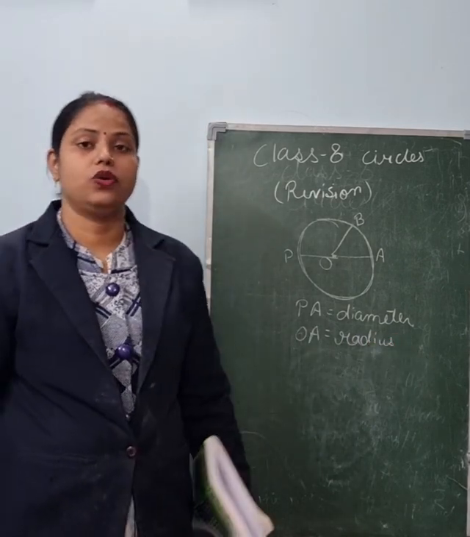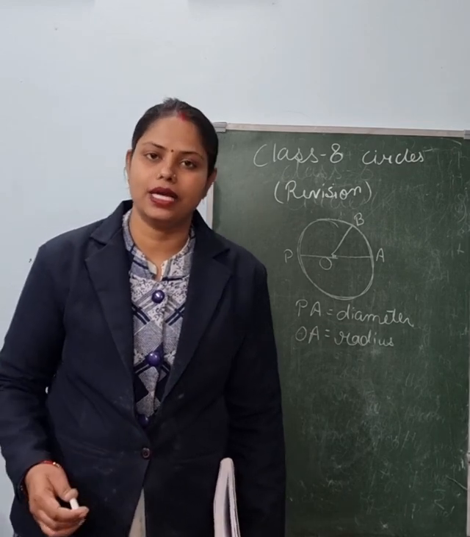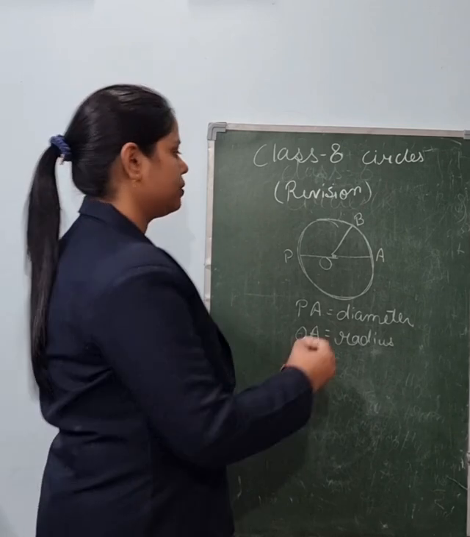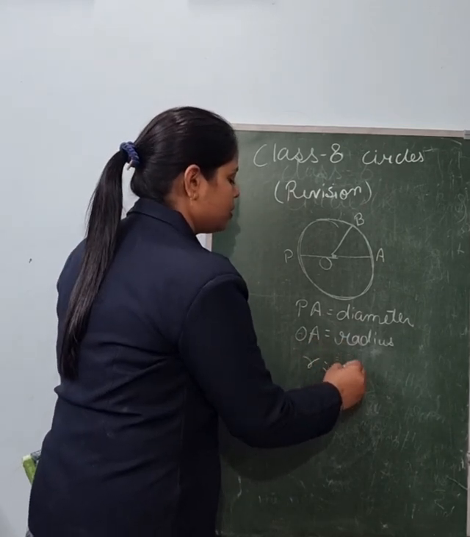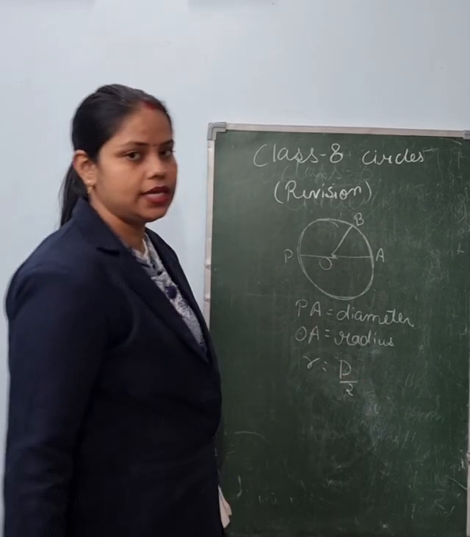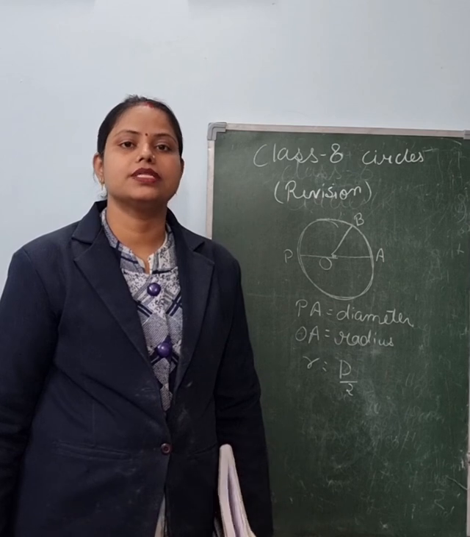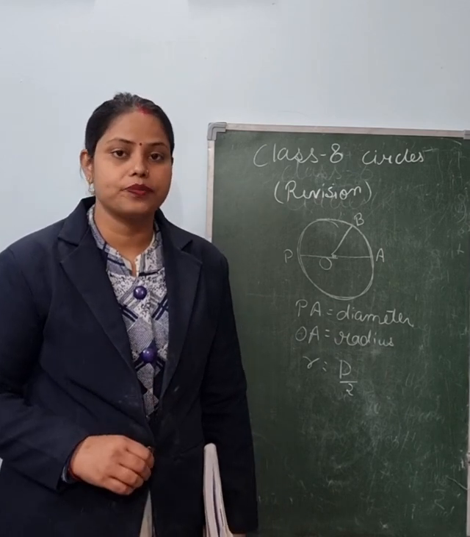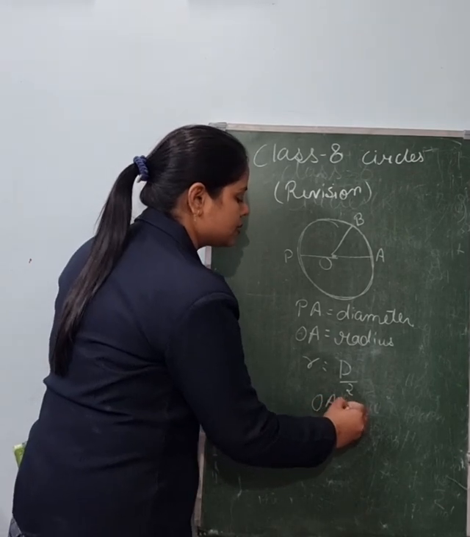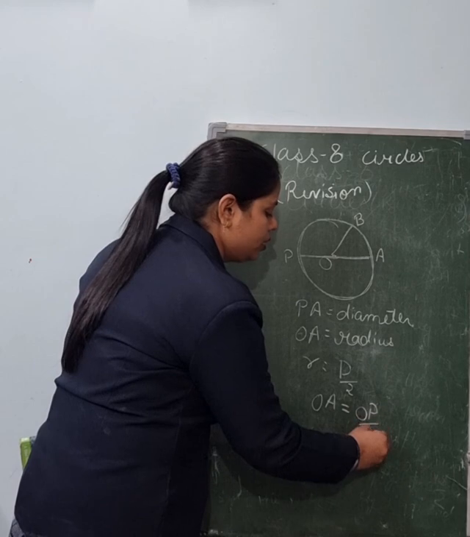Now here, as we all know, there is a very important relationship between the radius and the diameter: the radius is half of the diameter. So r is equal to d upon 2. Or we can say that the diameter is equal to 2 times the radius. So here we can write down that OA, which is the radius, is equal to OP, which is the diameter, upon 2.